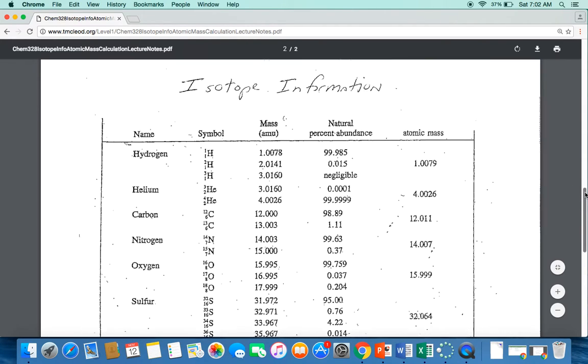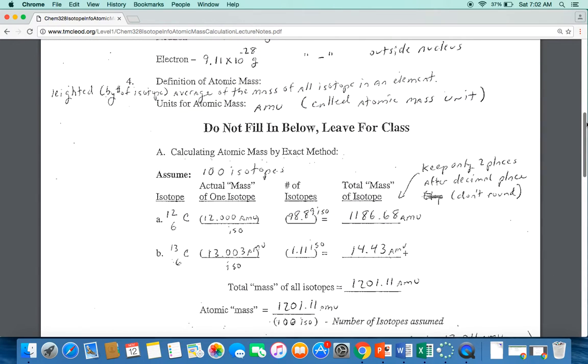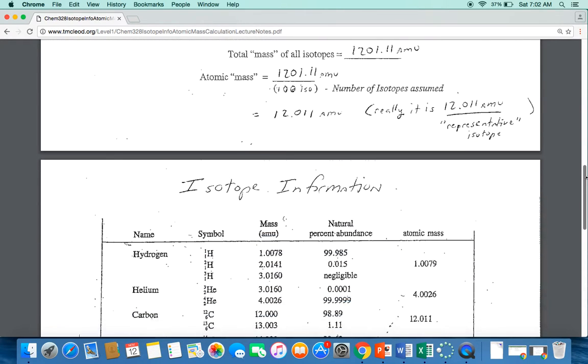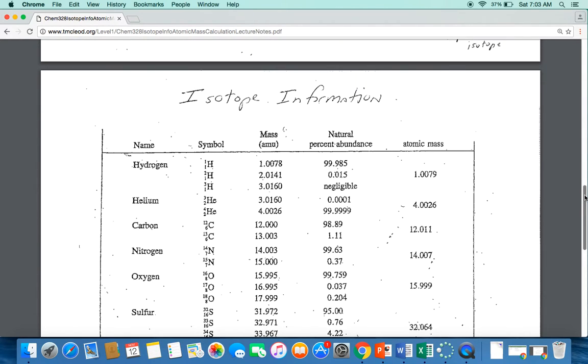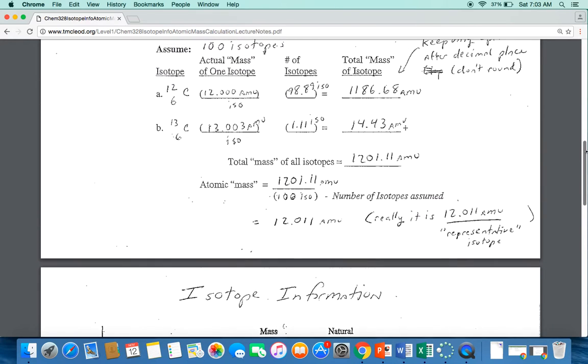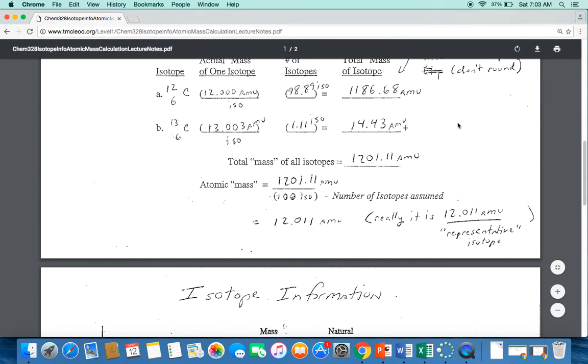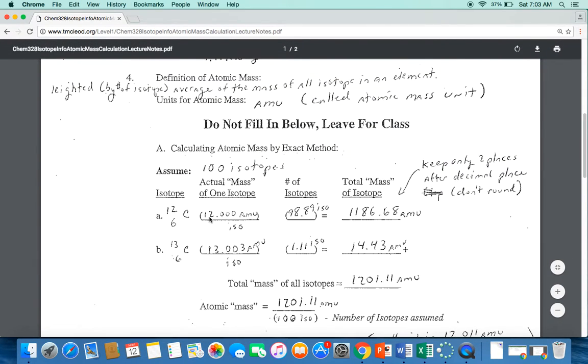Okay, so what we are going to do is take these percentages and change them into actual isotopes. If you've been in an election recently, well, for me, 100% of my students say I'm the greatest teacher. Well, that's because they asked one student. So percentage doesn't mean anything until you make an assumption. That's why we have this assumption right here.